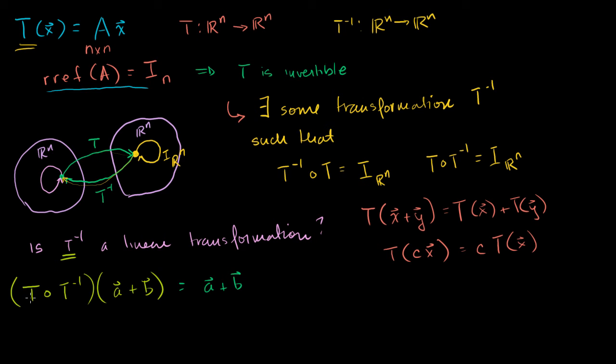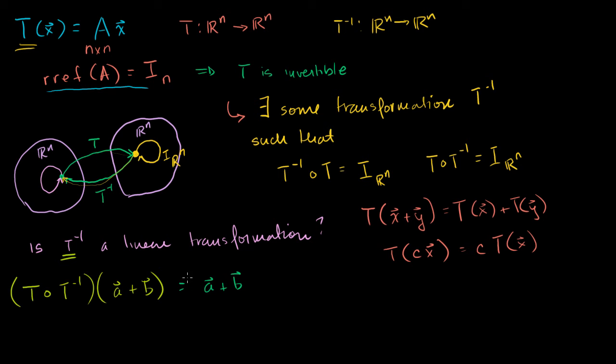This thing, the composition of T with its inverse, by definition, is just the identity transformation on your codomain. So this is just whatever I put in here. If I put in an x here, this would be an x. If I put in an apple here, this would be an apple. It's going to be the identity transformation. Now, what is this equal to?